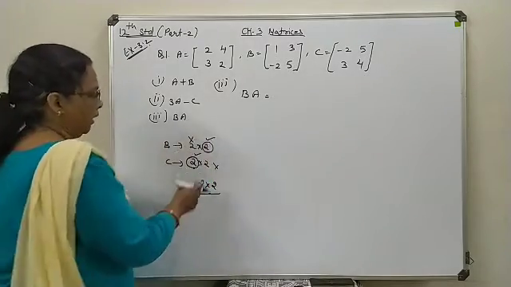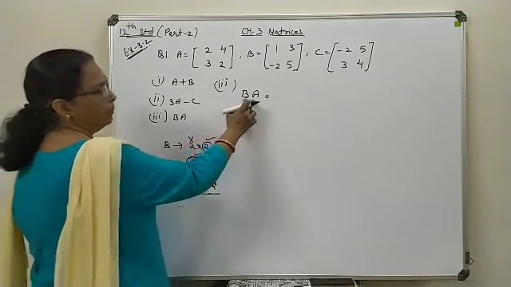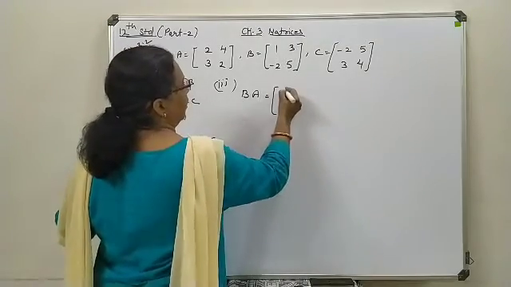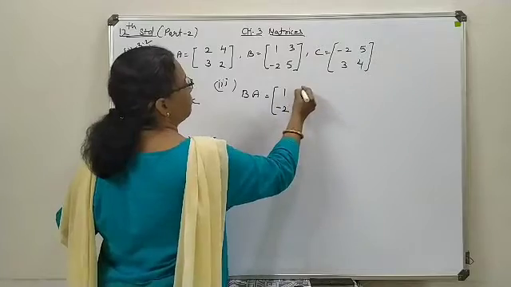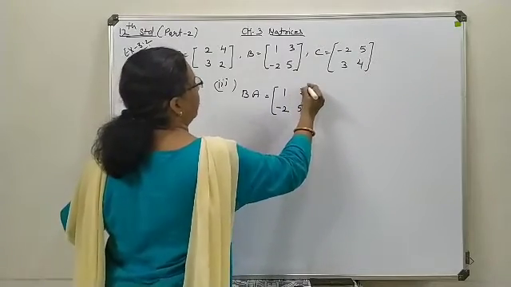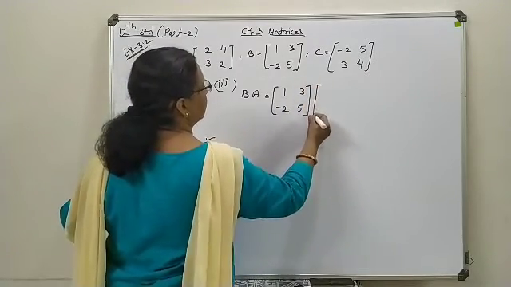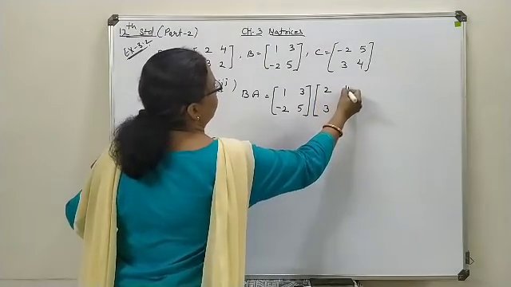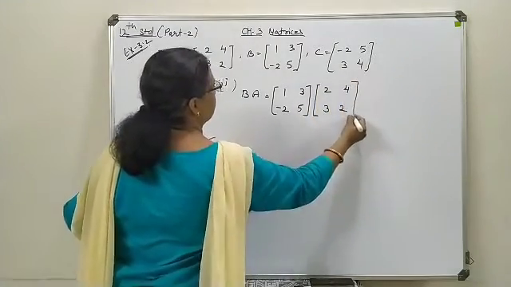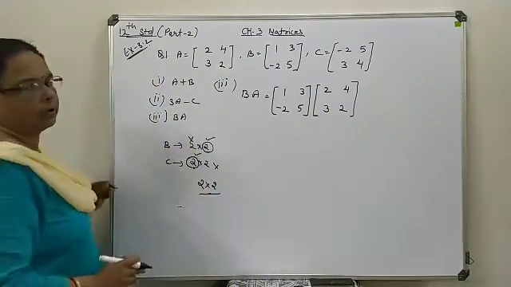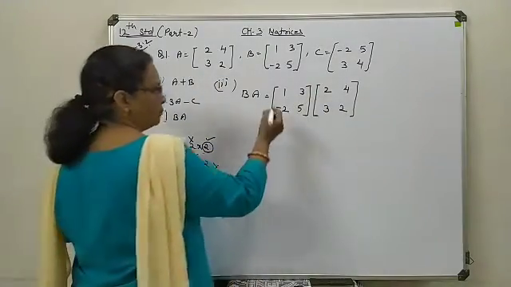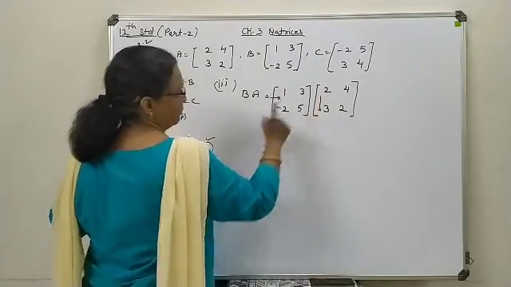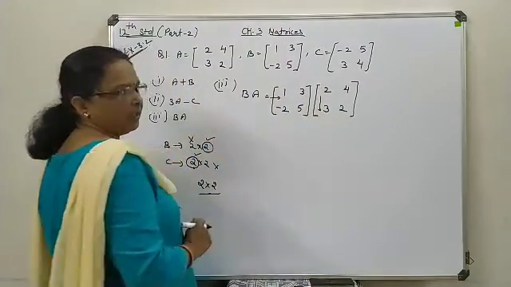Now here it can be performed, B multiplied with A. So here B is 1, minus 2, 3, 5. It is to be multiplied with A, that is 2, 3, 4 and 2. Now we go for the multiplication. First of all, with respect to this row to this column, this pattern we have to follow.